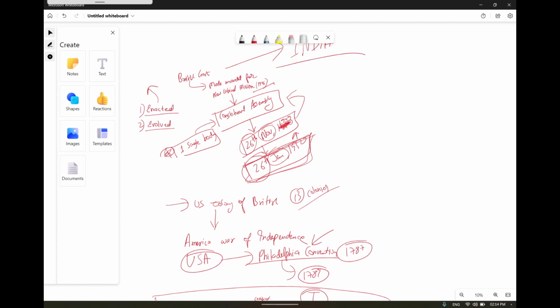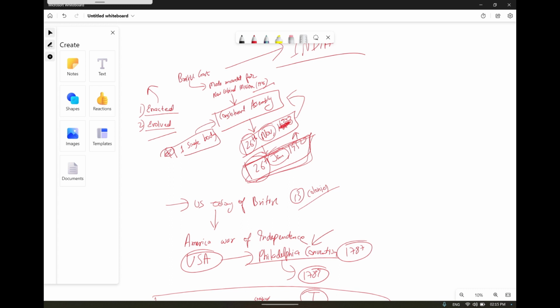So two things we have to remember: our constitution is a written constitution, and our constitution is an enacted constitution. Similarly, the American constitution is also a written constitution and also an enacted constitution. Now what do we understand by the evolved constitution?